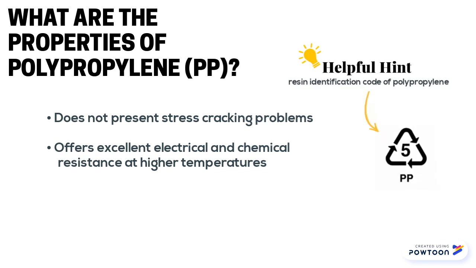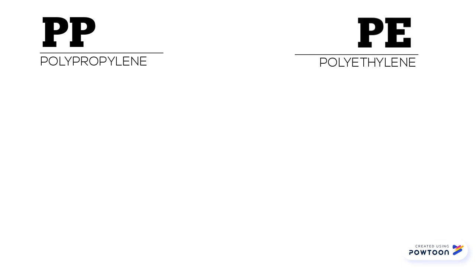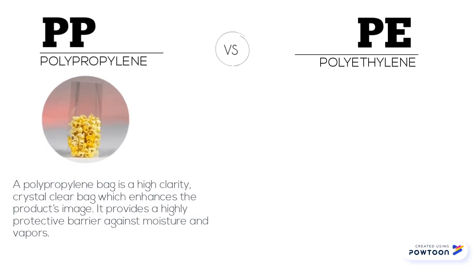looks like this. Well, the properties of polypropylene (PP) are similar to those of polyethylene (PE), but there are specific differences between them. A polypropylene bag is a high clarity, crystal clear bag which enhances the product's image. It provides a highly protective barrier against moisture and vapors. These poly bags delay evaporation and dehydration to preserve freshness and taste of packaged food.